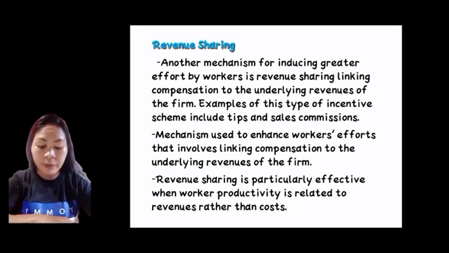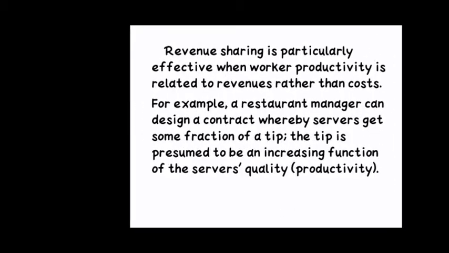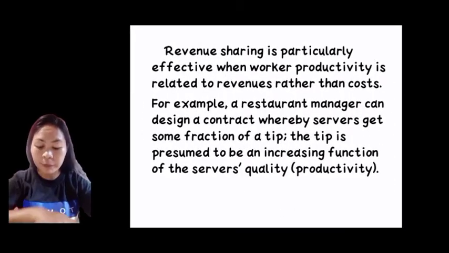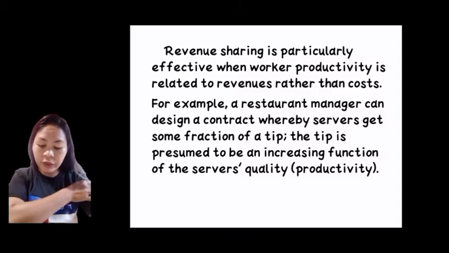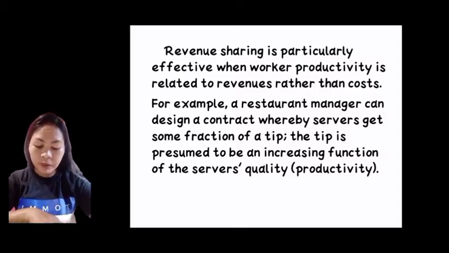Revenue sharing is particularly effective when workers' productivity is related to revenue rather than cost. For example, a restaurant manager can design a contract whereby servers get some fraction of the tips. The tip is presumed to be an increasing function of the server's quality of service.